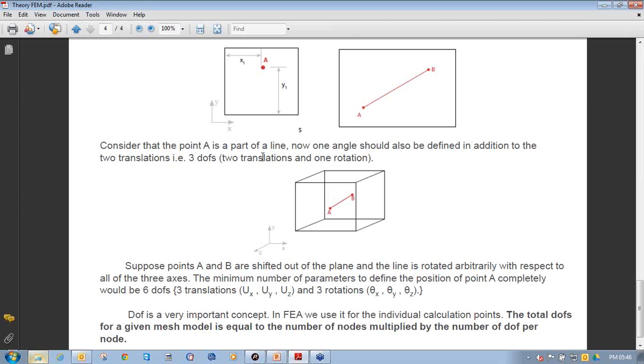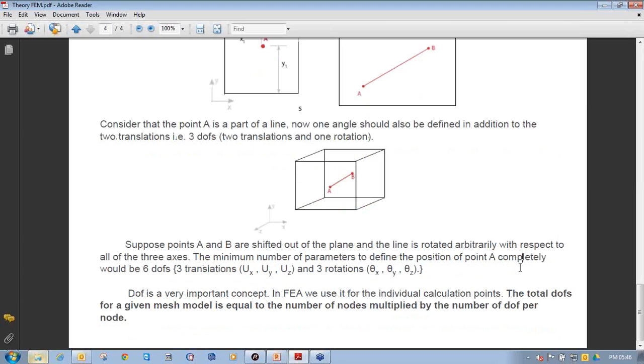Now let us suppose that points A and B are shifted out of plane and the line is rotated arbitrarily with respect to all the 3 axes. Then the minimum number of parameters to define the position of point A completely would be 6 degrees of freedom, that is translation along x, y and z axes, ux, uy and uz, and rotation about the x, y, z axes, theta x, theta y and theta z. So we define 6 degrees of freedom to define points A and B, which are shifted out of the plane, with the line joining A and B rotated arbitrarily with respect to all the 3 axes.